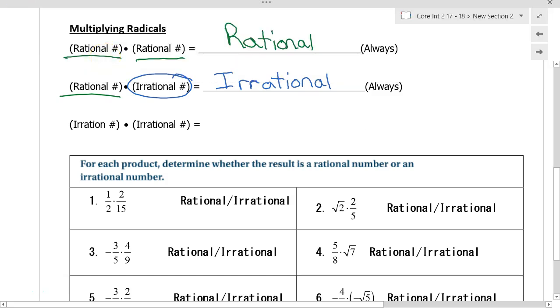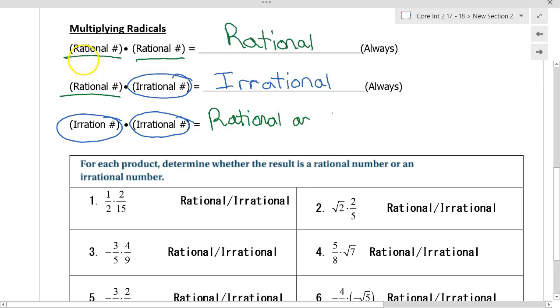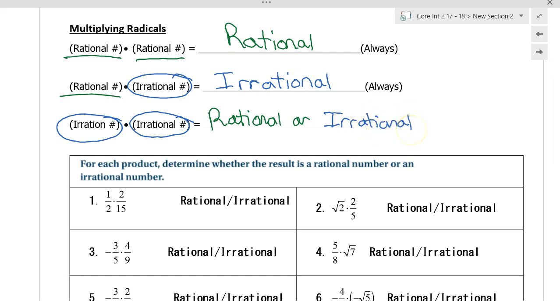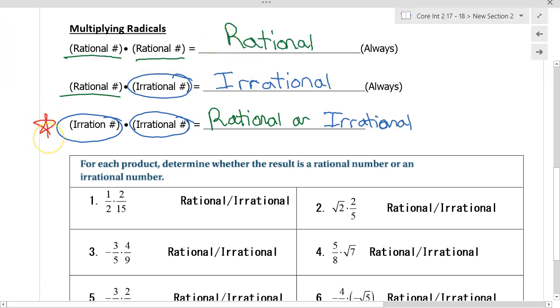Last one, if I have an irrational number and an irrational number, when I multiply, this one is your trickiest one. I do not know if I'm going to have a rational or an irrational number. I could get either. Oh, by the way, this is your important case where you do have to think about it at the end. You can't just assume what it's going to be. And we'll work through how to do that.